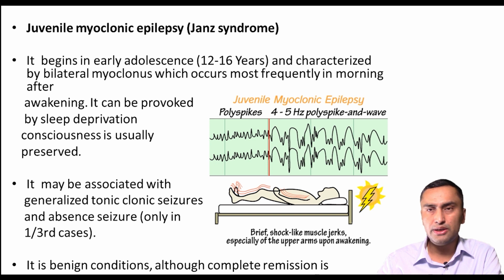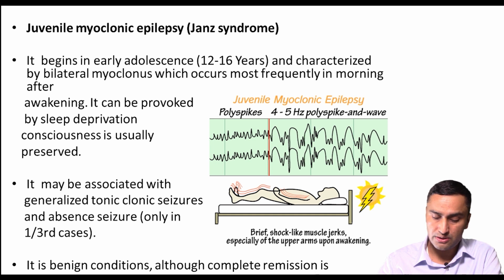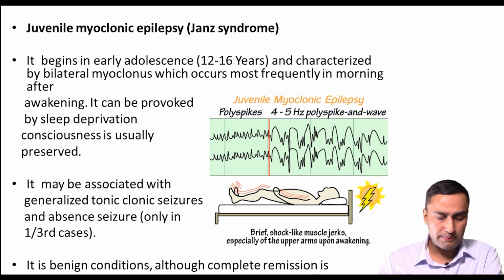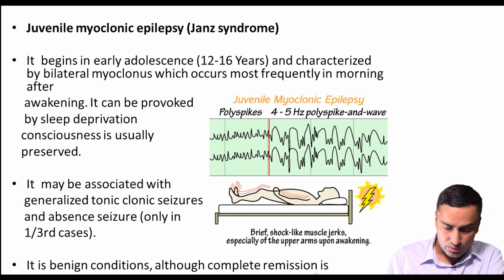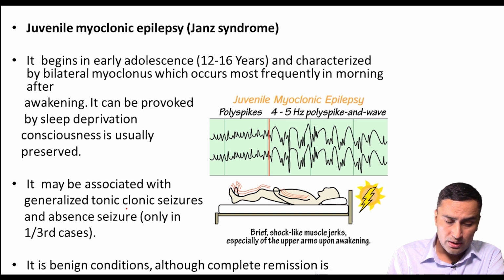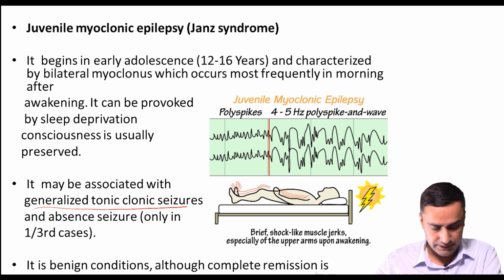It begins in the early age of 12 to 16 years. It is characterized by bilateral myoclonic jerks which occur most frequently in the morning after awakening. It can be provoked by sleep deprivation, and consciousness is usually preserved. Generally, in febrile seizure there is a generalized tonic-clonic type of seizure, but in juvenile myoclonic epilepsy also a generalized tonic-clonic seizure is present. Absence seizure is present in only one third of the cases.